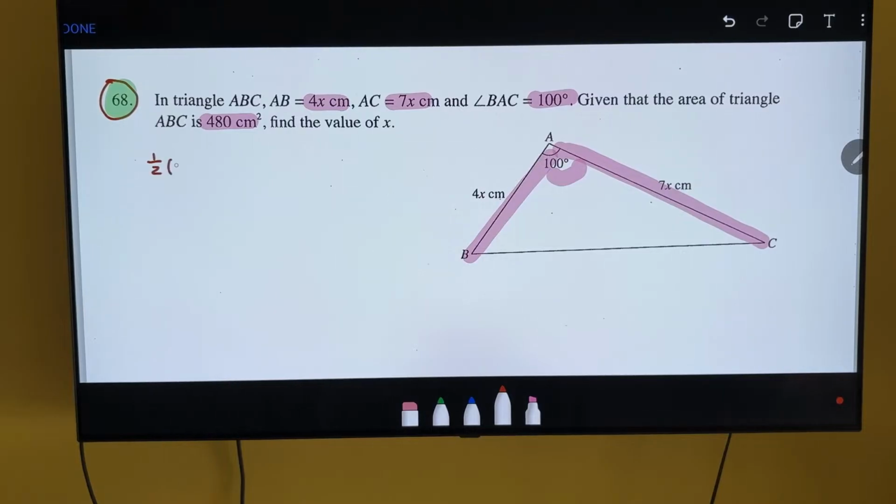So let's apply the formula for area of triangle. Half AB sine C equals 480. On the left hand side, what gives us half times 4 times 7? That will be 14. And what will x times x result in? That will give us x squared.